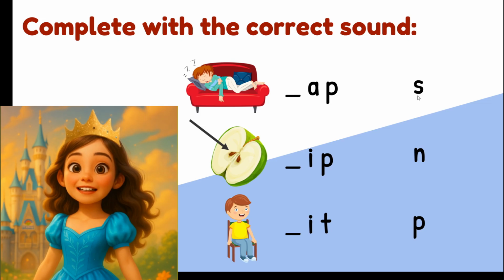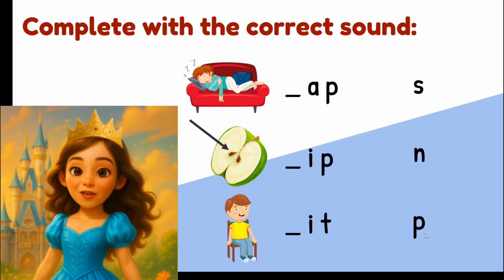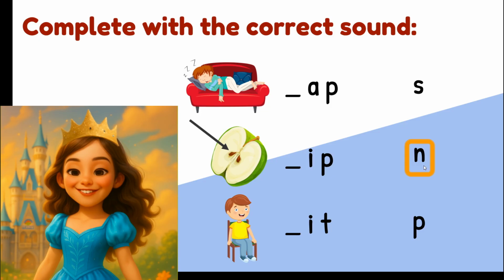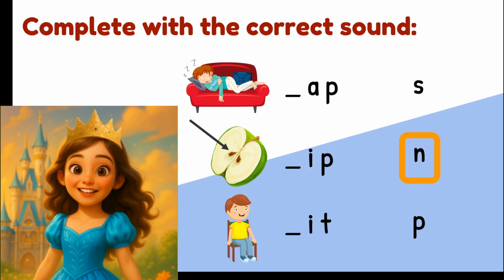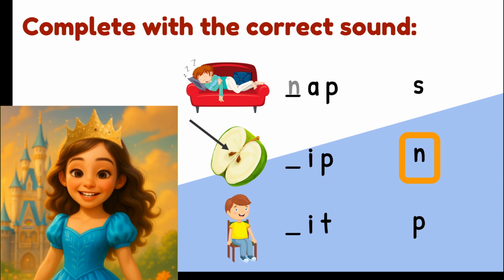This one goes s. Very good. Is it this one? This one goes p, p. How does this go? N. Very good. So that's our letter. N. Letter N. So we're going to put letter N right there. So now you have nap.